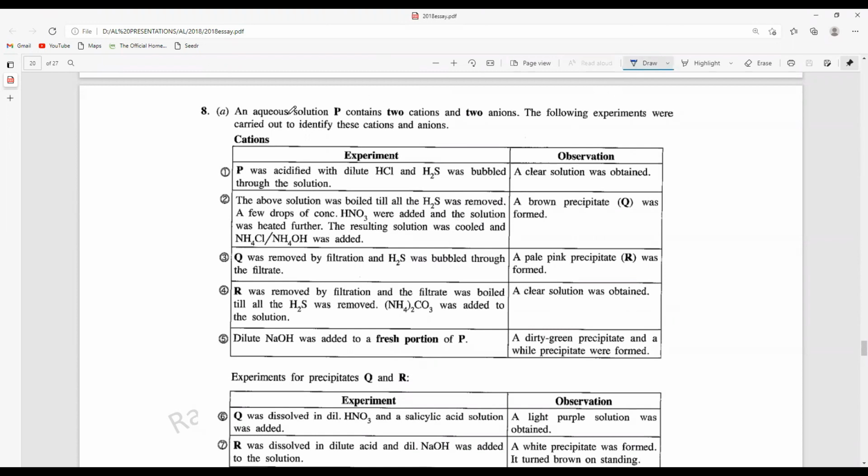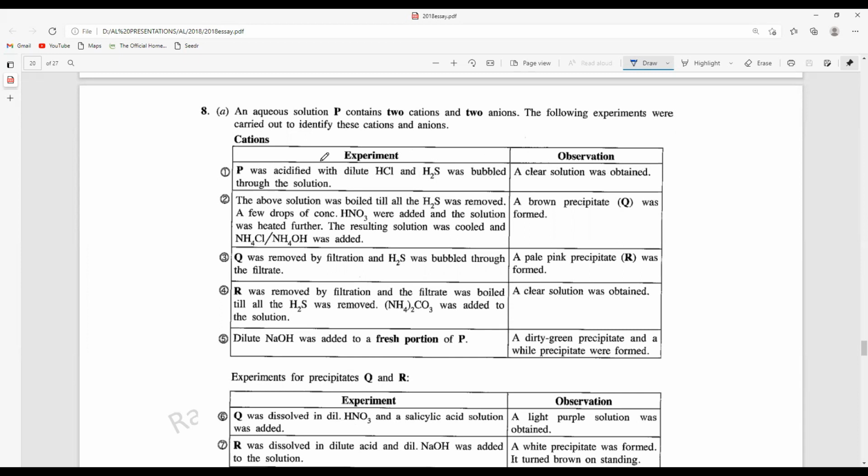Okay. An aqueous solution of P contains 2 cations and 2 anions. So remember, there are 2 cations and 2 anions. The following experiments were carried out to identify these cations and anions. P was acidified with dilute HCl and H2S was bubbled through the solution. So a clear solution was obtained.